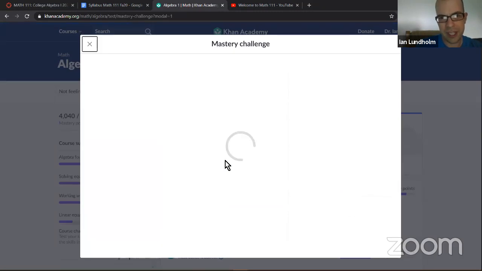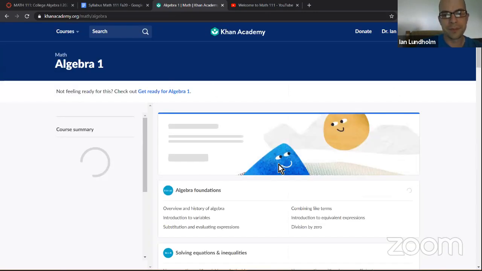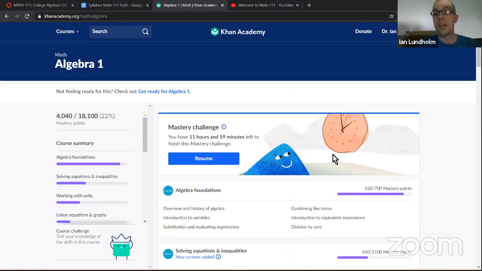So this is what the mastery challenge looks like, and I don't want to do that right now, some rate conversion. But if I did this, then it would disappear and I would get another one tomorrow. And actually, since I started that, I only have 12 hours to finish that. Ooh, they put me on a timer. Wow. I think that's new. Cool. Anyways, so a mastery challenge is another way to get from 80 to 100%.